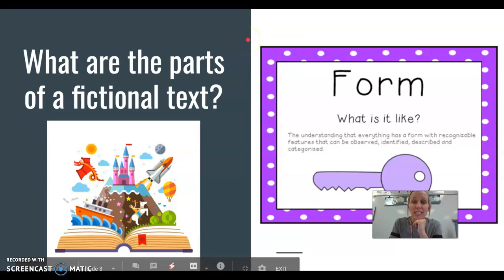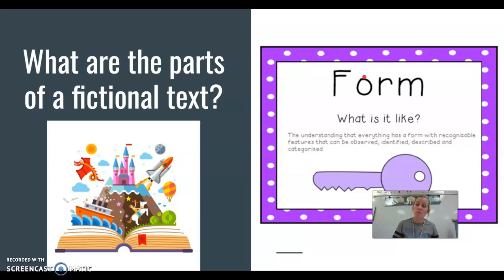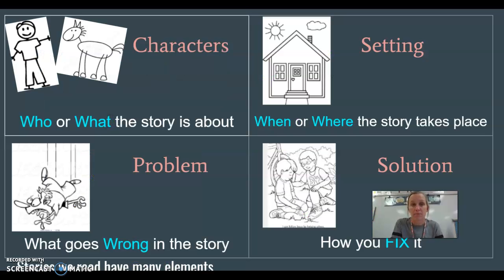Now, our central idea, or our key concept, is form. We say, form, what is it like? What are the parts of a fictional text? Those are our 4 story elements, right? We're learning that most stories follow those 4 story elements so that you can communicate your story in a way that people can understand. Our first story element is characters.